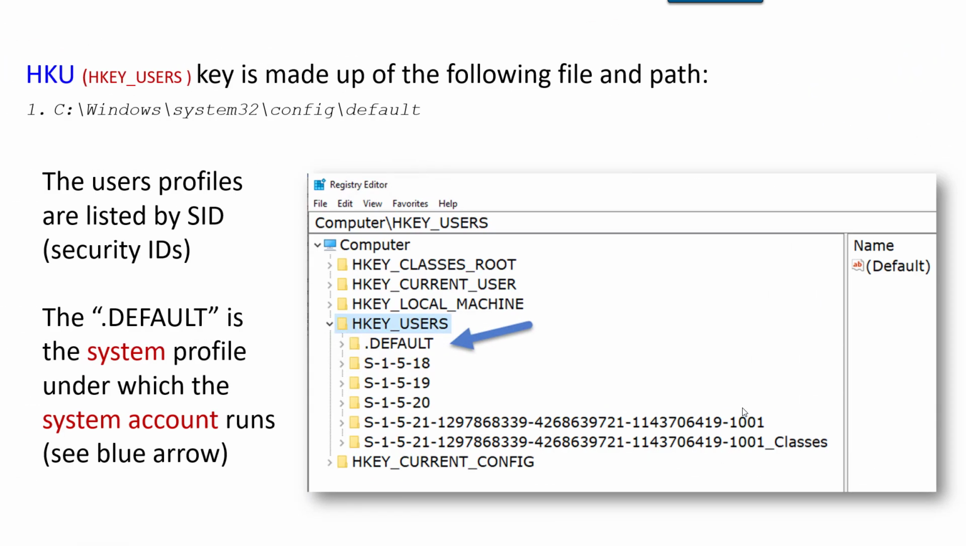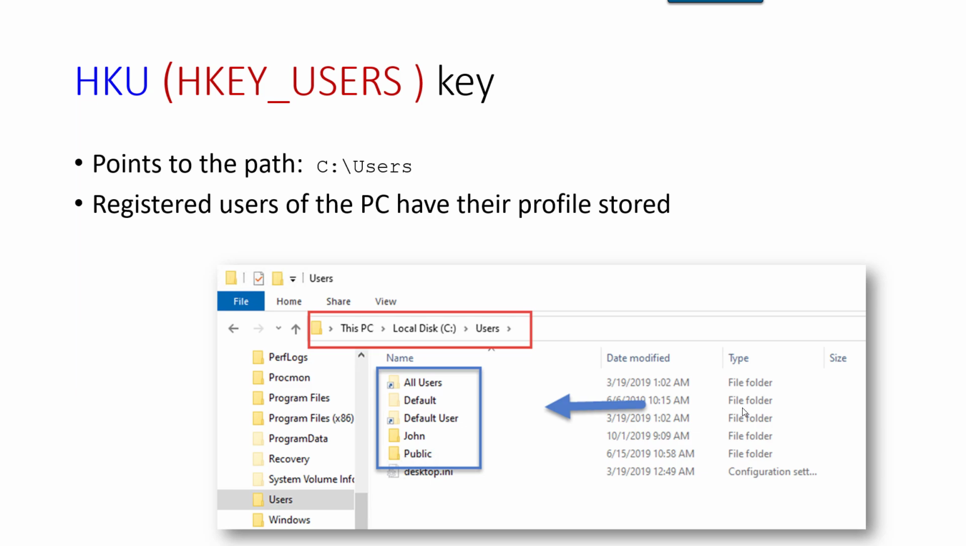HKEY_USERS has its hive found in System32\config, and the hive is called DEFAULT. All the users that are registered on the local PC are saved in the HKEY_USERS key. They're listed by SIDs, and if you'll notice, that's S-1-5-18-19-2021. Those security IDs are how they list the users. There is one called .DEFAULT, and that represents the system profile under which the system account runs. That's indicated by the blue arrow. That's very similar to the root user in Linux. HKEY_USERS also points to a hard drive path called C:\Users. Most of you are comfortable with this. This is where users have their profiles stored.